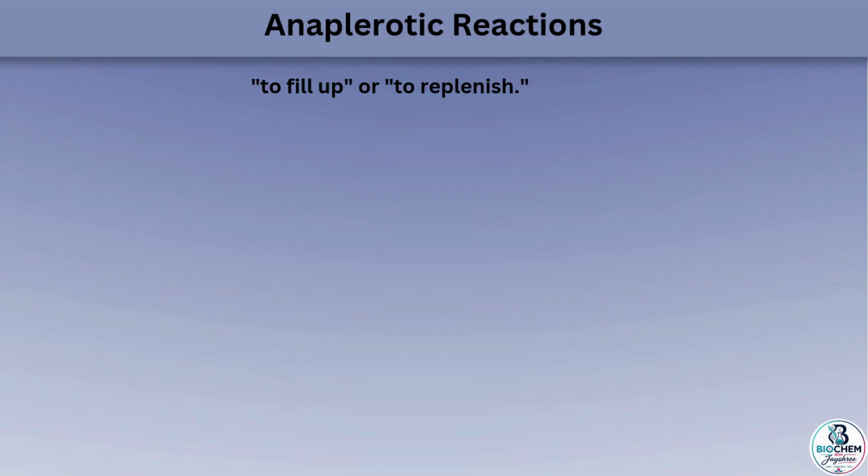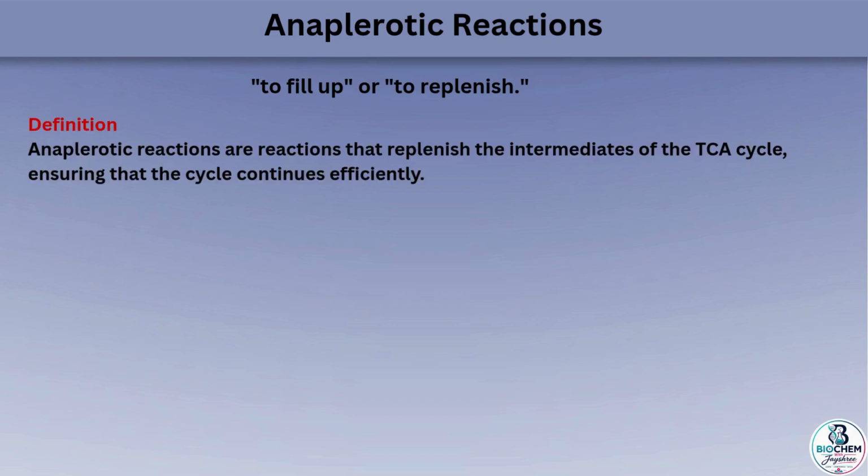If these intermediates are not replaced, the TCA cycle slows down or may even stop because there won't be enough intermediates available to combine with acetyl CoA. Therefore, the body uses anaplerotic reactions to refill these depleted intermediates and keep the cycle running efficiently. If we try to understand the definition, anaplerotic reactions are metabolic reactions that replenish or restore the intermediates of the TCA cycle, ensuring its continuous operation.